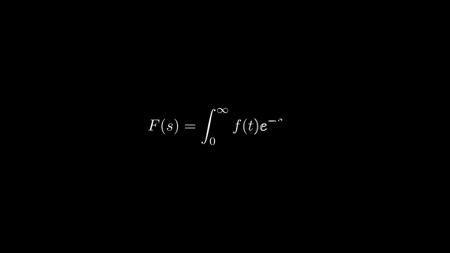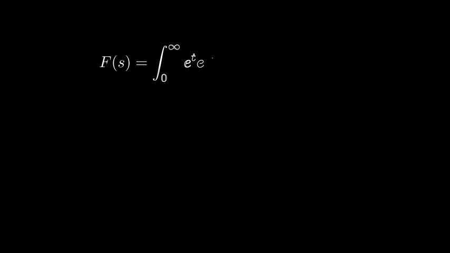It spirals outward if sigma is positive, inward if sigma is negative, or stays in a circle if sigma is 0. Now, the definition. The Laplace transform of f of t is the integral from 0 to infinity of f of t times e to the negative st. Think of this integral as a similarity check. We are checking how much our signal f of t contains the pattern of the spiraling probe e to the st.